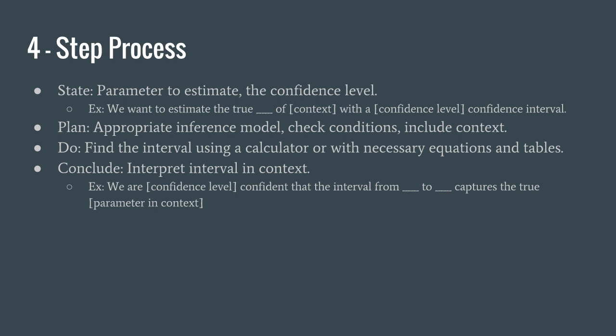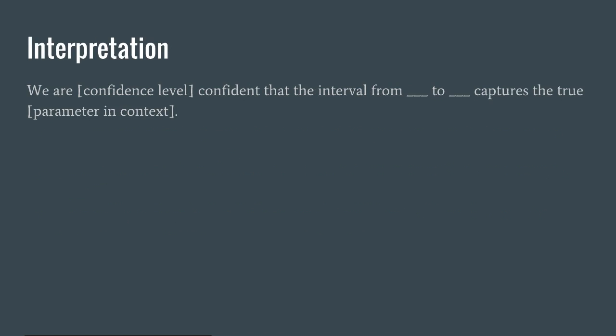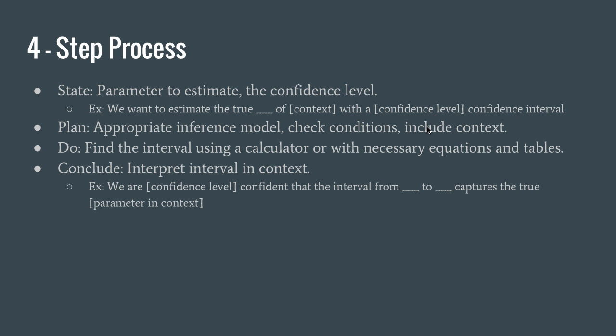Now, your four-step process. So we want to state what the parameter we're going to estimate, and then you're going to state your confidence level. Then you're going to do the plan, your inference model, so a z-interval or a t-interval. Check your conditions, so random, 10%, large counts, or normal / large sample. And then you need to include context for your conditions. And then for do, you can find the interval using your calculator or by calculating with the equations and the tables, and then conclude in context like we did before.